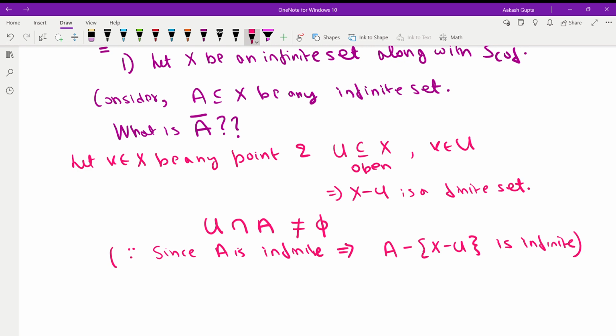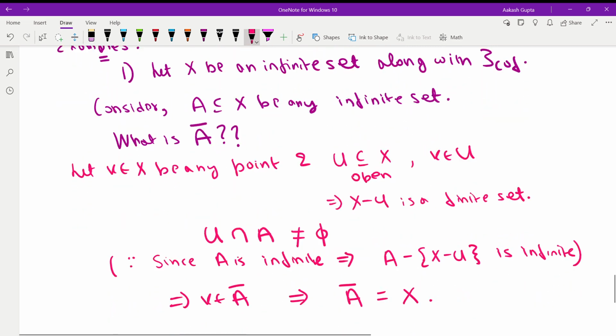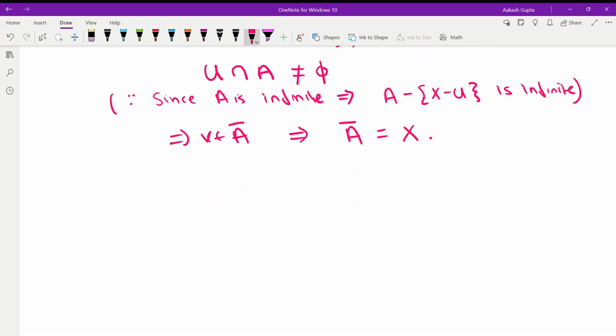So that's all. If this is not clear, you can see. You have taken an arbitrary open set which contains the point x, and you have concluded that the intersection of these two sets is non-empty. So this implies x belongs to A closure. So you see this A closure is your whole space X. Let me take one more example. I mean, there can be many examples. Let me take one more.